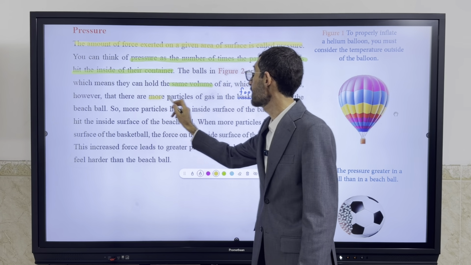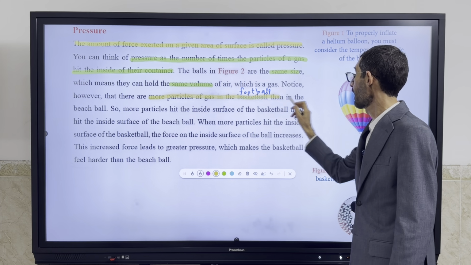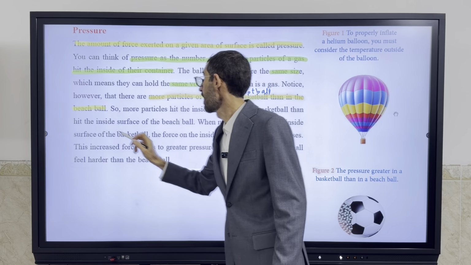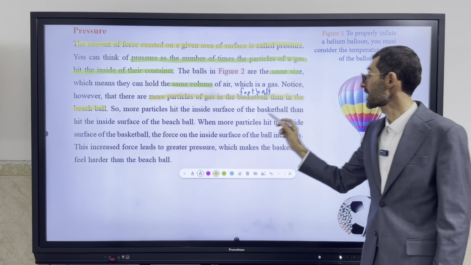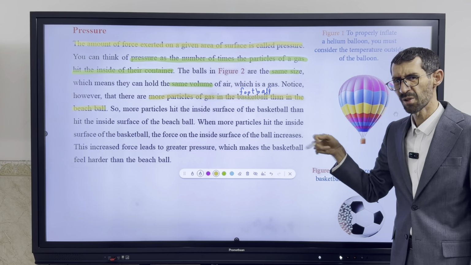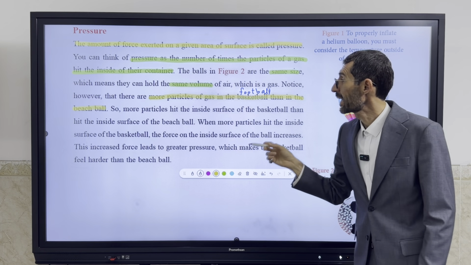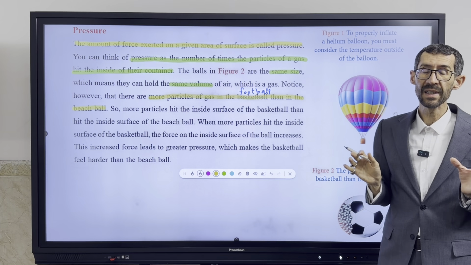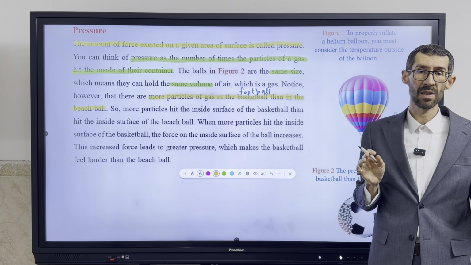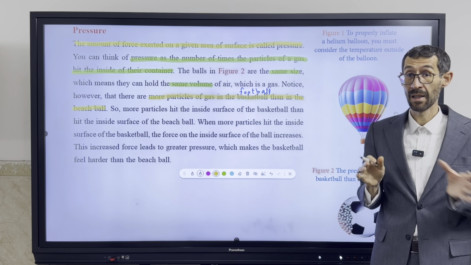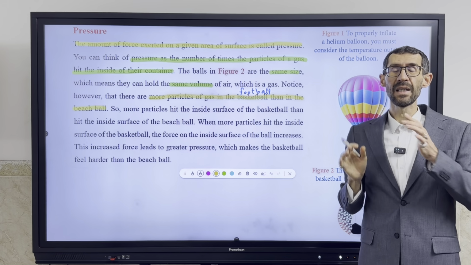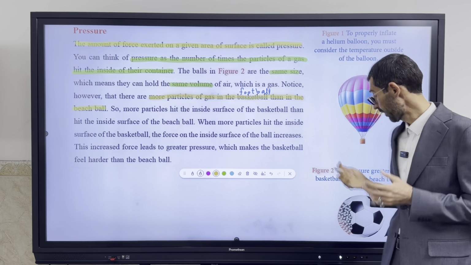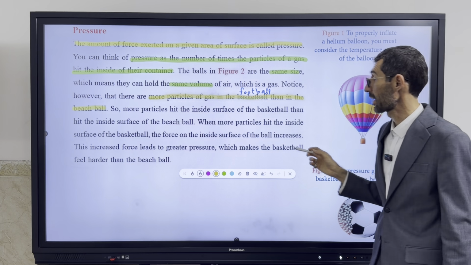There are more particles of gas in a football compared to the beach ball. So more particles hit the inside surface of the football than hit the inside surface of the beach ball. So, more collisions. More particles hit the inside surface of the ball in the case of the football, right?